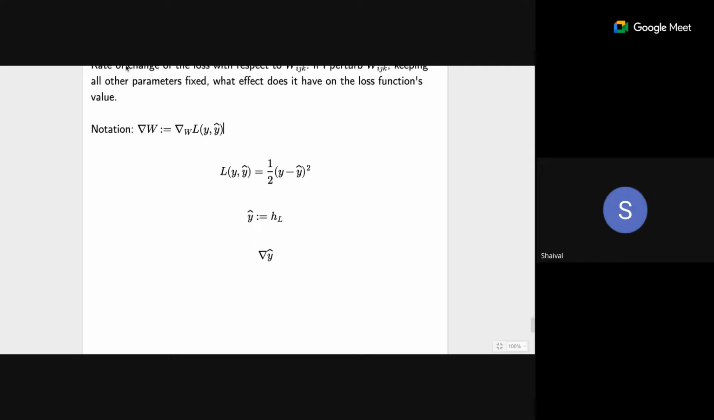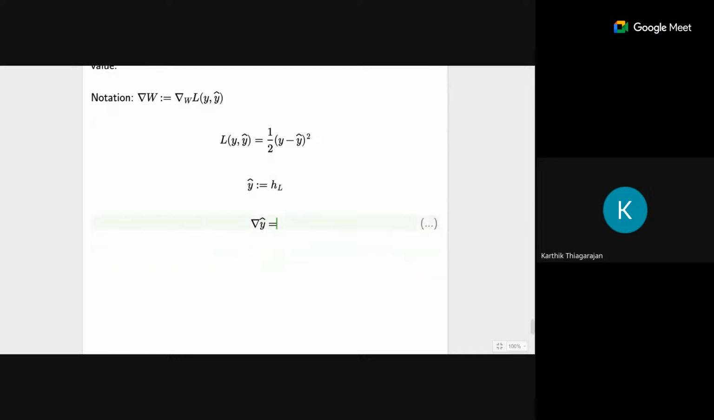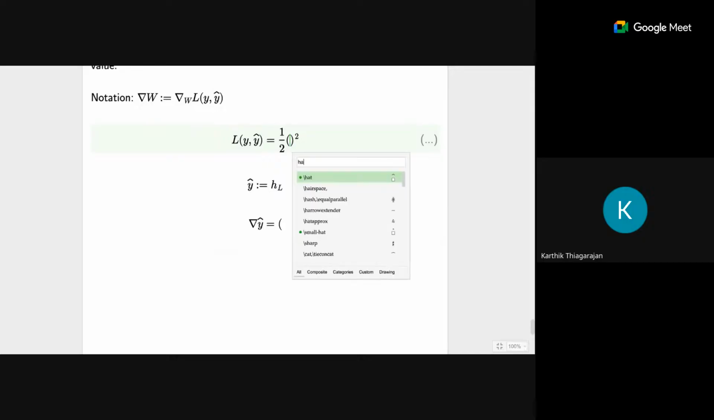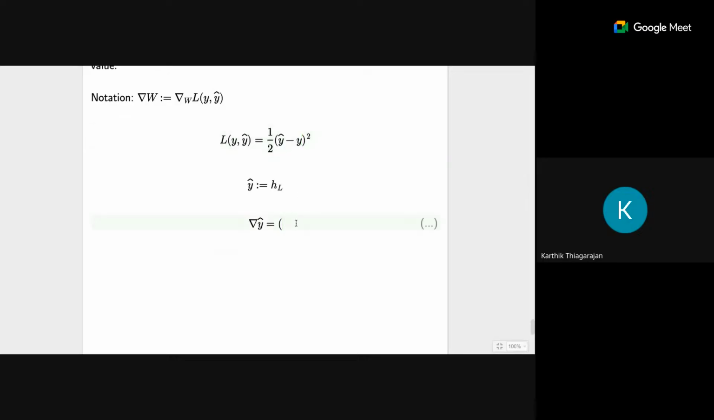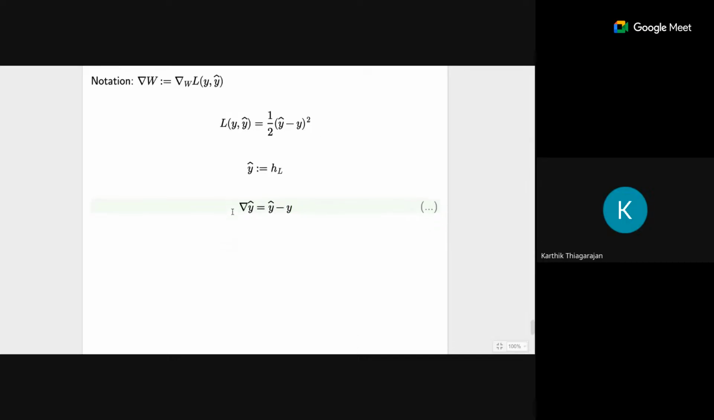Sir, can we say that this is the gradient of the loss function with respect to the weight? Exactly. Likewise, this will be the gradient of the loss function with respect to y hat. So what is this? In fact, I'll always use y hat minus y. That's easier. You also please do that. It's also fine if you use y minus y hat, but y hat minus y is easier. Is this fine with everyone? The gradient in this case is just the derivative. It's y hat minus y.